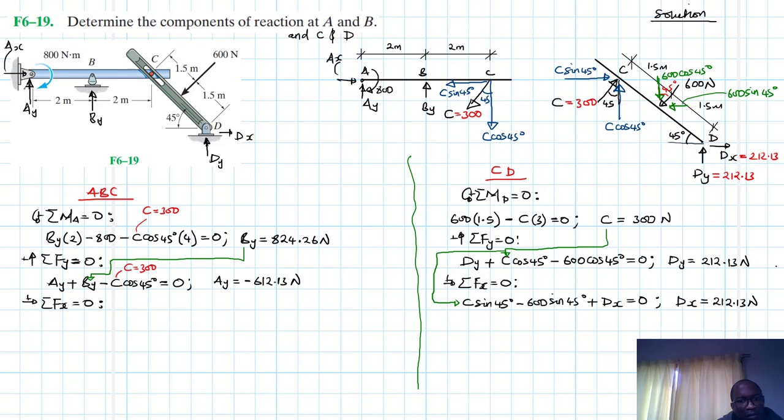What do we have? We have AX minus C sine 45 equal to 0. Like we've said, C is equal to 300. So with this, AX therefore is going to be equal to 300 sine 45, which gives us 212.13 newtons. Great.